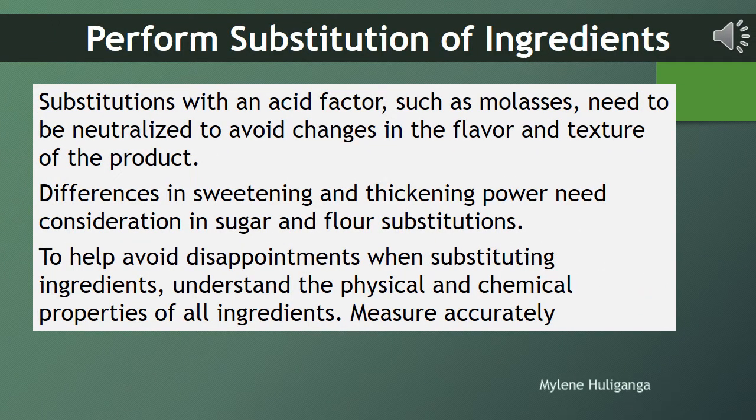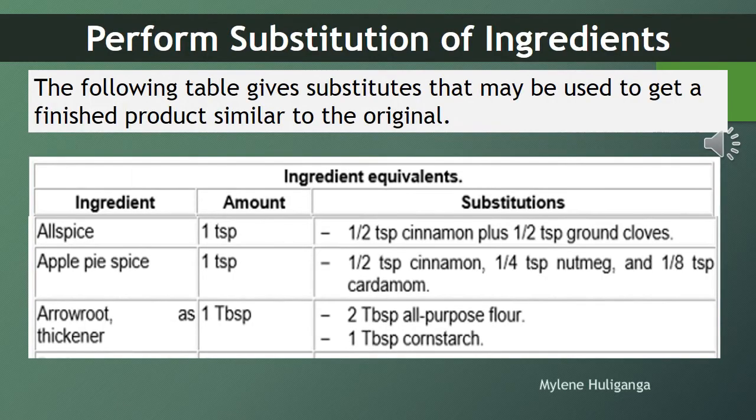Substitutions with an acid factor such as molasses need to be neutralized to avoid changes in the flavor and texture of the product. Differences in sweetening and thickening power need consideration in sugar and flour substitutions. To help avoid disappointments when substituting ingredients, understand the physical and chemical properties of all ingredients. Measure accurately. The following table gives substitutes that may be used to get a finished product similar to the original. The ingredient equivalents.